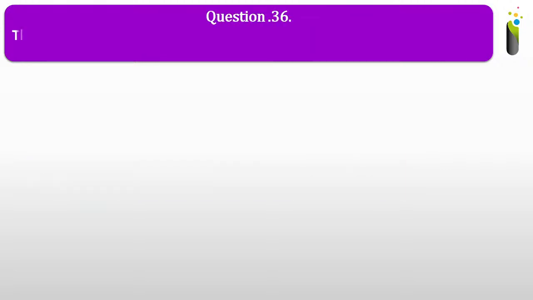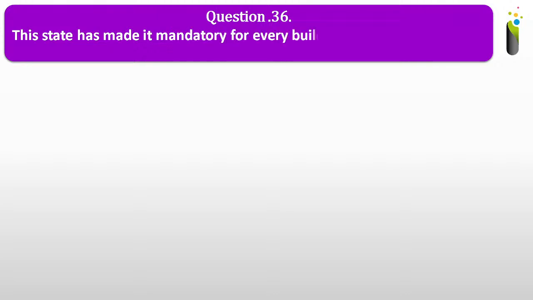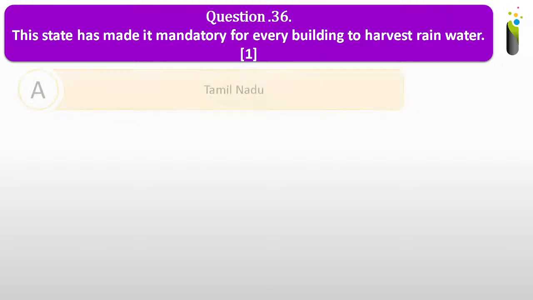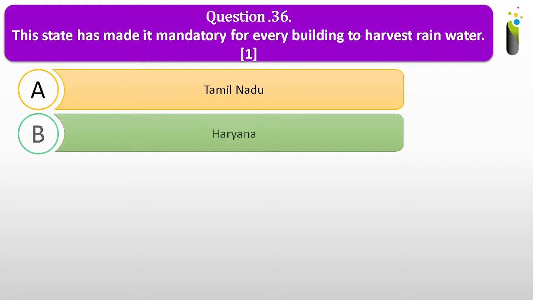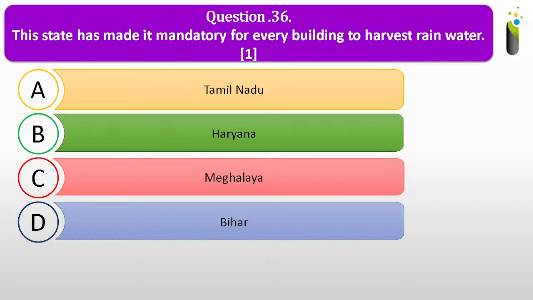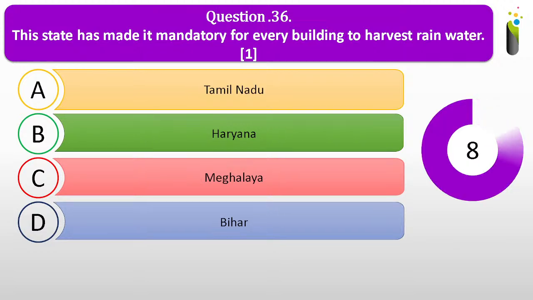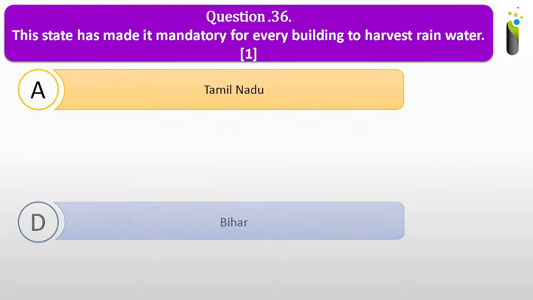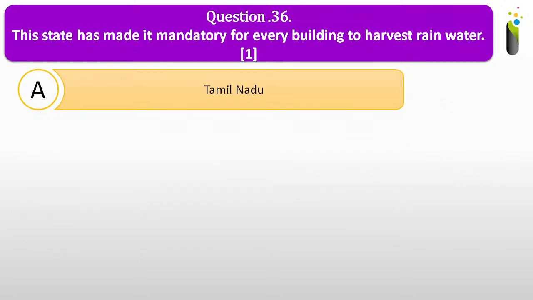Going ahead to question number 36. This state has made it mandatory for every building to harvest rainwater. A. Tamil Nadu. B. Haryana. C. Meghalaya. D. Bihar. Mandatory is nothing but compulsory. So the correct answer for this question is A. Tamil Nadu. So Tamil Nadu is a state which has made it mandatory for every building to harvest rainwater.